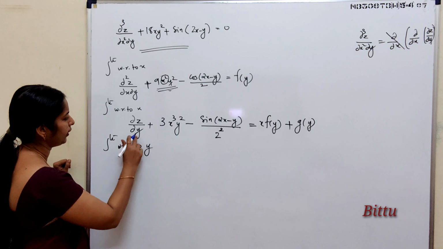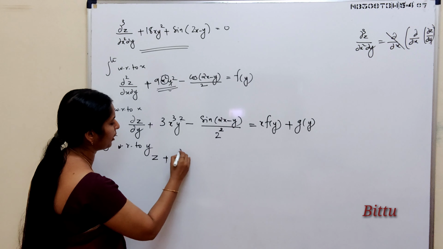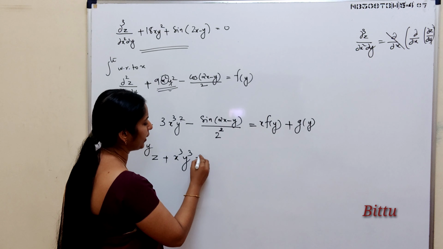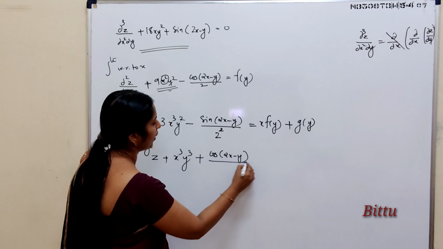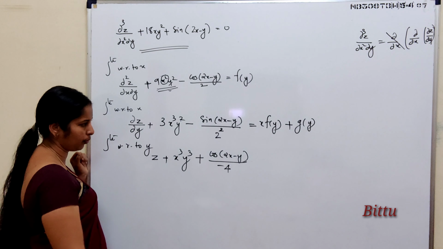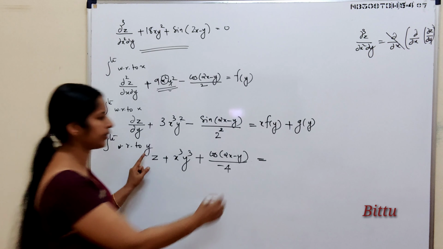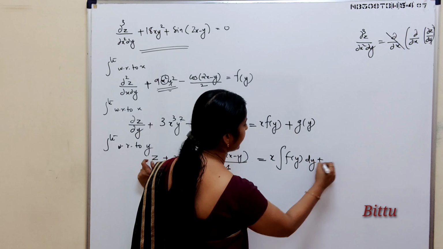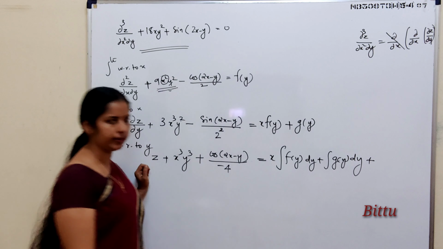What is its integral? It is z plus, its integral is y cubed by 3. So the term becomes x cubed y cubed minus. The integral of sine is minus cos. So plus cos of (2x minus y) by 2 squared is 4, into minus 1. So minus 4 is equal to, here we are integrating with respect to y. So x is a constant. Its integral is the integral of f(y) dy plus the integral of g(y) dy. Here we have to put an integrating constant.